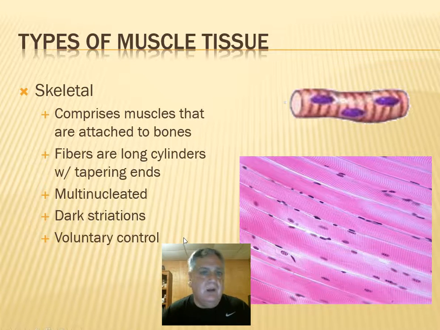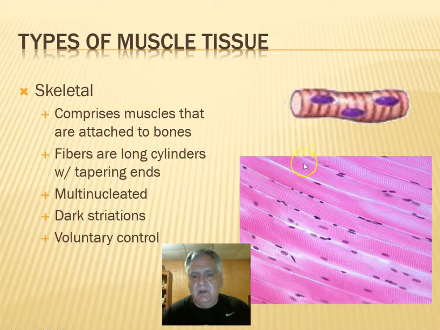Skeletal muscle tissue, though, unlike cardiac and smooth muscle tissue, is under voluntary control. We decide when the skeletal muscle tissue is going to contract. Whenever we want to move, whenever we want to get up and walk around, whenever we want to talk, and so on and so forth, that's all under voluntary control. We're deciding.